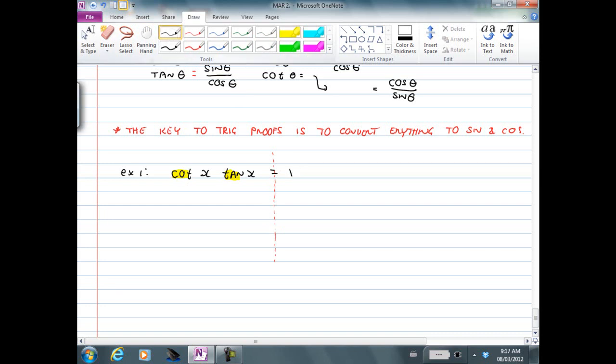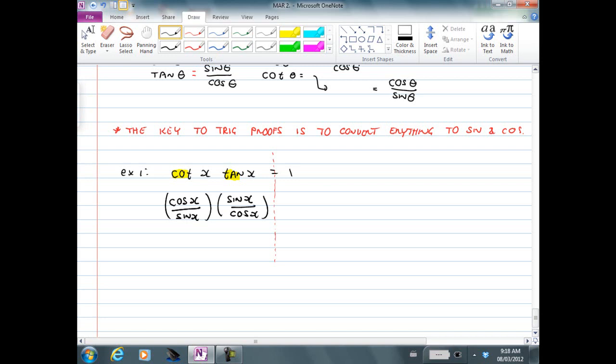Cotangent. What is cotangent? Cos over sine. So I'm going to rewrite this as cos x over sine x. Okay, I use brackets. Tan x is sine x over cos x. I don't even have to think about it. I just look at it and I know right off the bat. Bam, bam. And I just convert. I didn't do anything hard. All I did was convert.